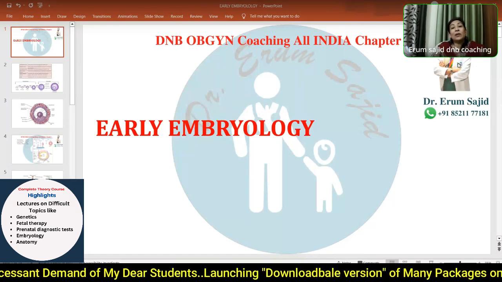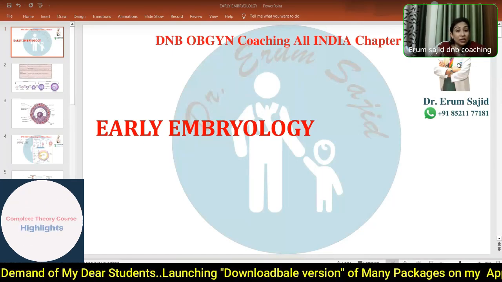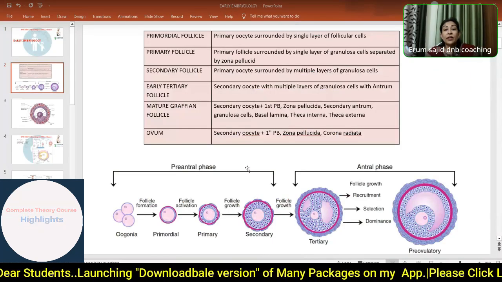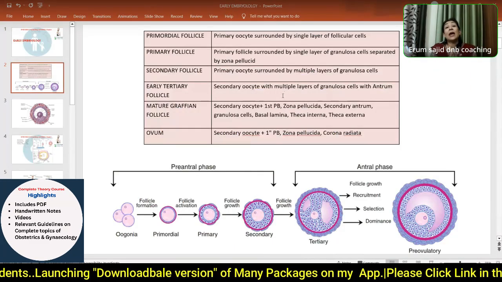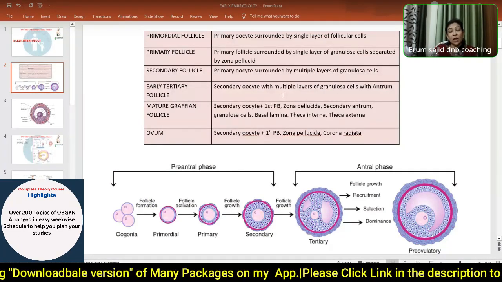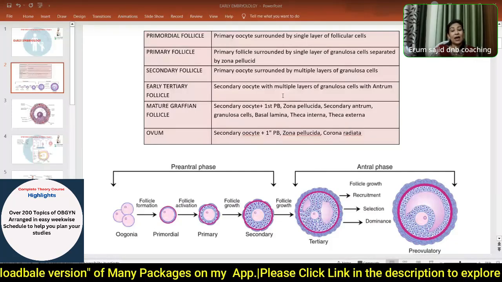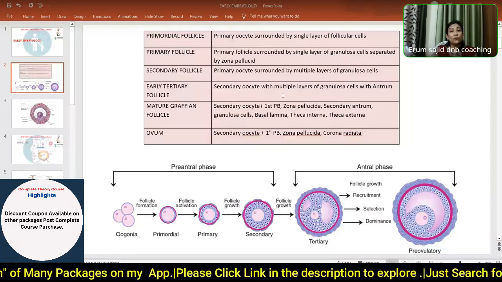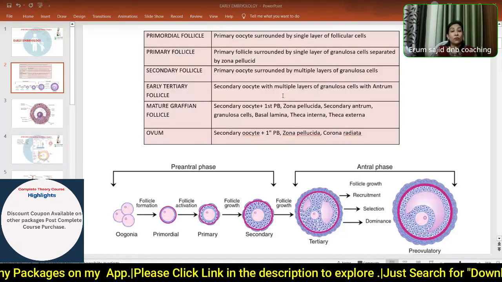Now today we'll be discussing embryology, and let's start with the basics. So the first slide, as you can see over here, I'm just trying to tell you separately about gametogenesis, right? The question also comes on this gametogenesis. I separately included it in my theory course as a topic, and many of you were asking me what exactly you have to write in this.